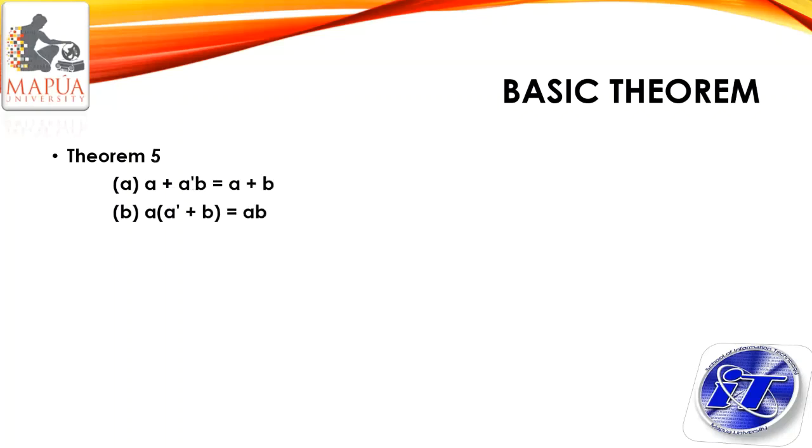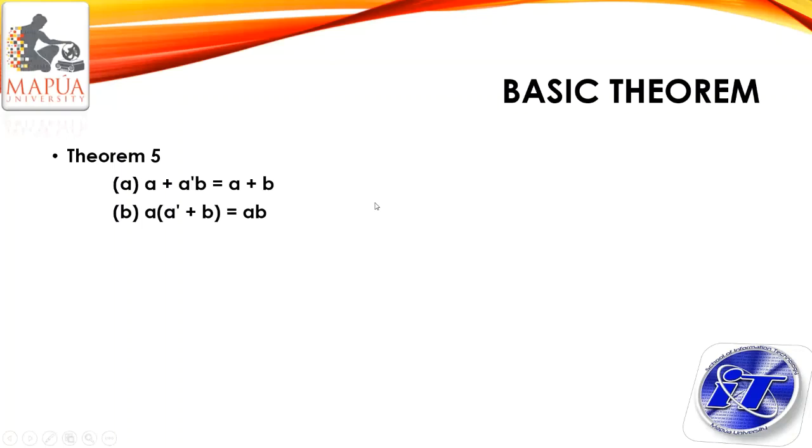Theorem number 5. This is different from theorem number 4. Theorem number 4 has a common variable, but in theorem number 5, there are variables that complement each other. So we have A plus A naught B is equal to A plus B. Second form, A ANDed to A naught plus B is equal to AB.